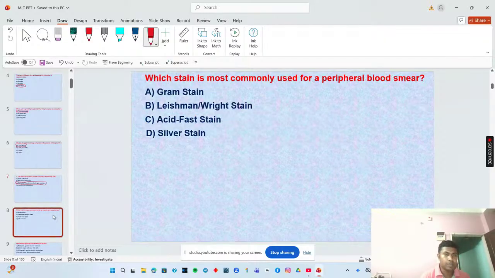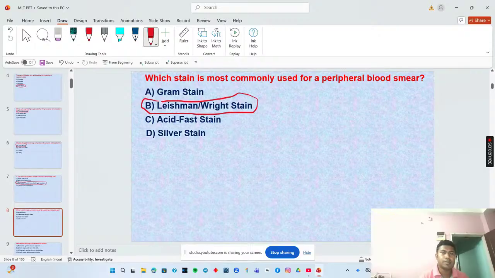Now, the next question comes as: which stain is most commonly used for peripheral blood smear? It will be Leishman stain. We use Leishman stain during peripheral blood smear. You have to remember it.